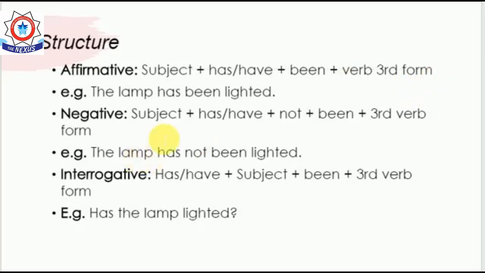Okay, and for the negative: subject, has, have, not, been, third form of verb. The lamp has not been lighted. Put the not in between has and been. Do not put not after the been. Okay, do not put not after the been. It would be a wrong sentence. Always put not after the has and before the been. In interrogative: has, have, subject, been, third form of verb. Has the lamp been lighted?